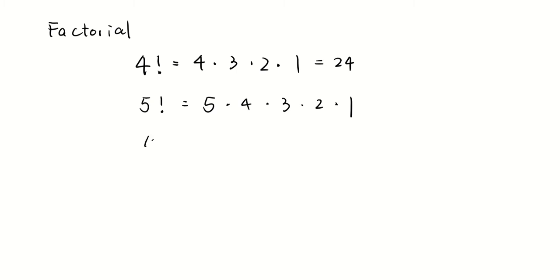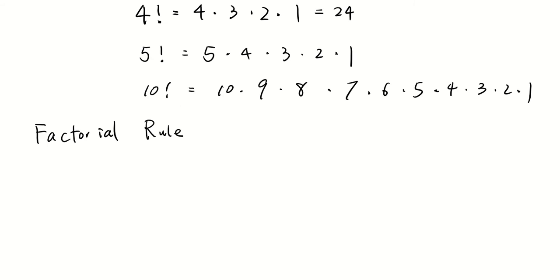Similarly, if it is 10 factorial, it will be 10 times 9 times 8 times 7 times 6 times 5 times 4 times 3 times 2 times 1. You get the idea. So when do we use factorial? Let's look at the factorial rule.